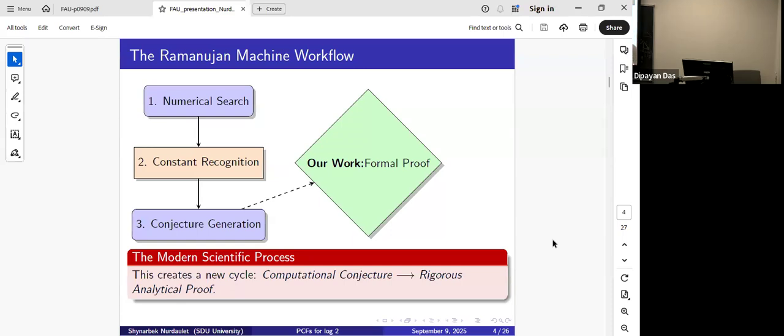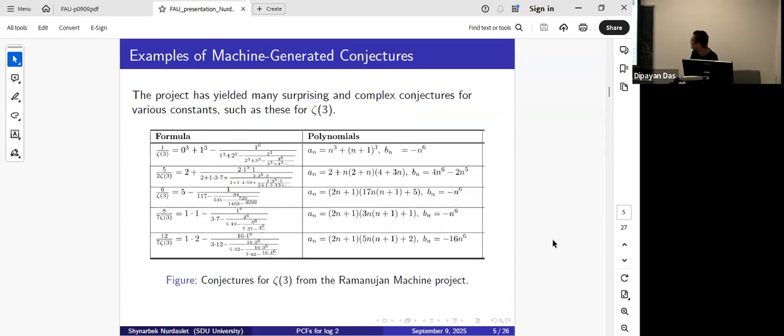So what they do is some computational conjecture, and what we are going to do is some analytical proofs of these conjectures. These are some of the conjectures generated by the Ramanujan machine. The first three were known already, and the last two were unknown until now and are not proven yet. So it's not proven yet that this continued fraction converges to those limits.